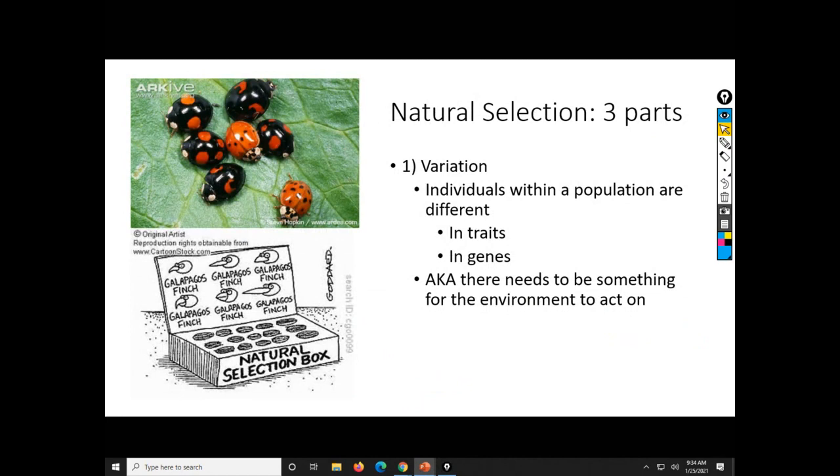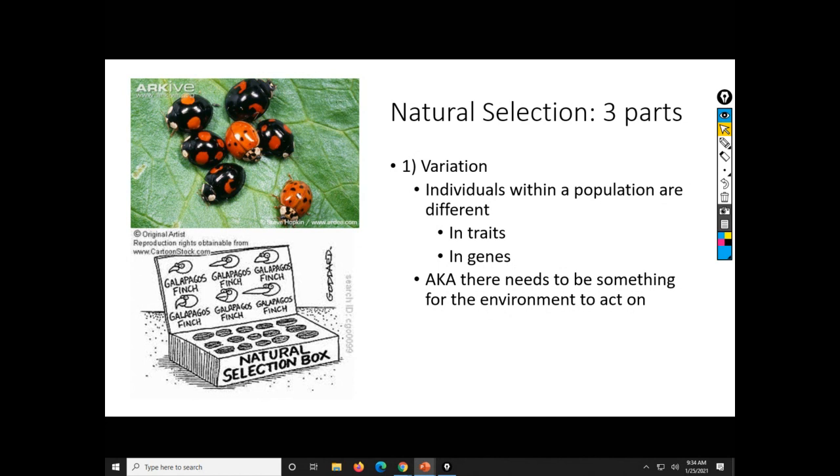So remember, the overall key is, hey, living things get to live and have babies. Babies look like me. Okay, dead things die. They don't have babies. They don't pass on their genes. So how is it that that happens? We need three pieces for that whole process to work.